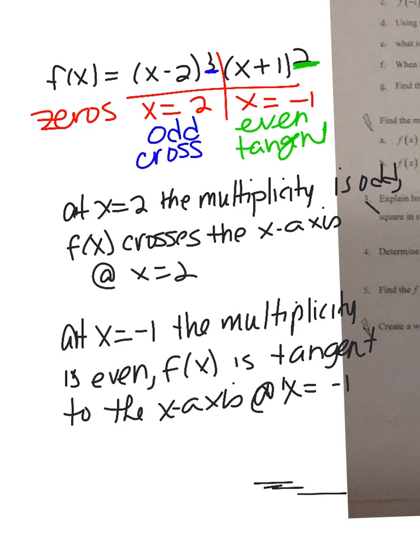All right, so let's take a look at 2b. Okay, so 2b is f of x is equal to negative.